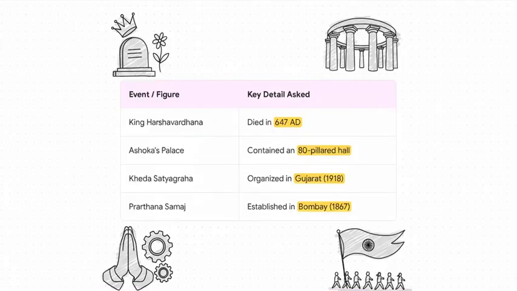You've got the exact year King Harshavardhana died, then jump to a super specific architectural detail about Ashoka's palace, then over to a key satyagraha, and then the founding of the Prarthana Samaj. What does this tell you? It means you can't just know the big picture, you've got to know the tiny details too. Everything is on the table.